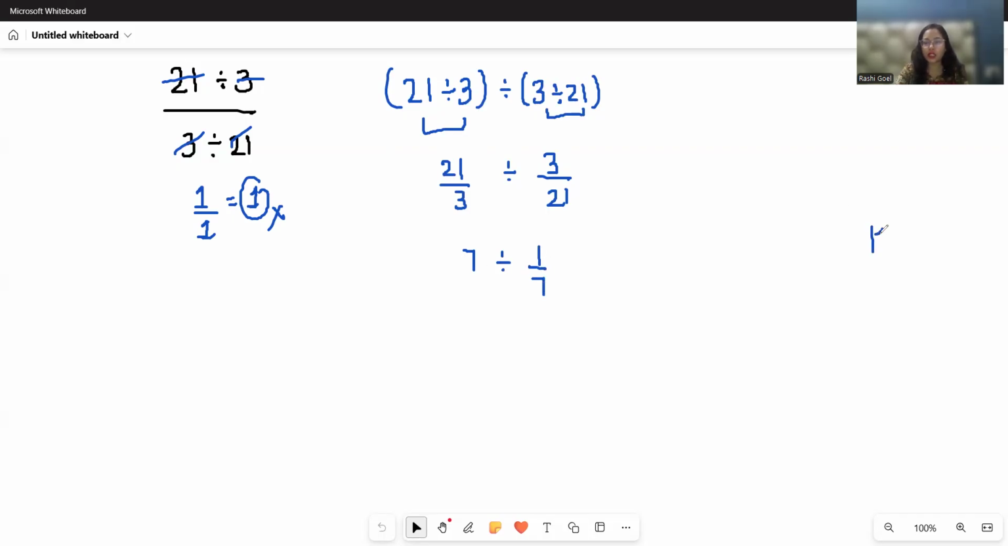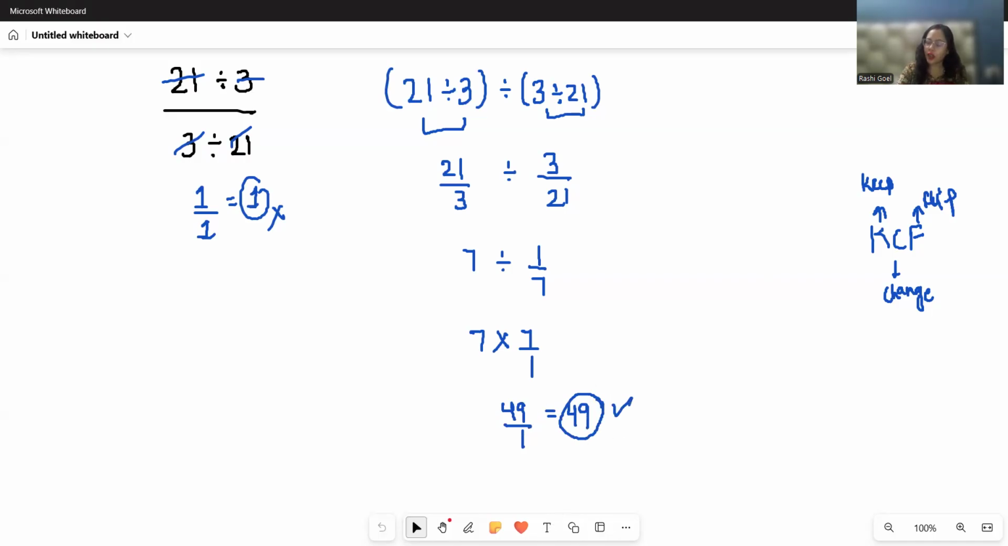Now we know the KCF rule. When division is given, keep the left hand, change the symbol, and F stands for flip. So let's apply this. Keep the left hand, change the symbol from division to multiplication, and flip the right hand. So it becomes 49 by 1, which is equal to 49. So what is the correct answer here? 49, not 1. I hope it's clear and you find it useful. So now let's move forward to the next expression.